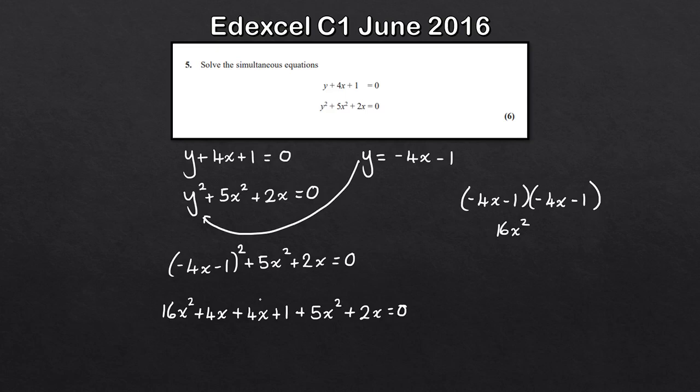So collecting like terms here, I've got a 16x squared and a 5x squared, so that gives me 21x squared. We've got 4x plus 4x plus 2x, so that gives me plus 10x. And then finally here, we've got this plus 1. We have nothing else we can add to that 1, so we just get plus 1, and this is all equal to 0.